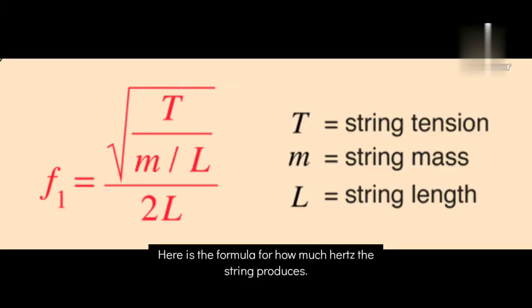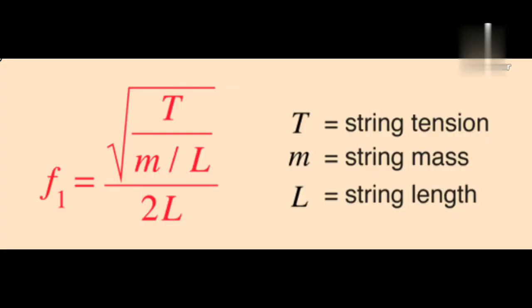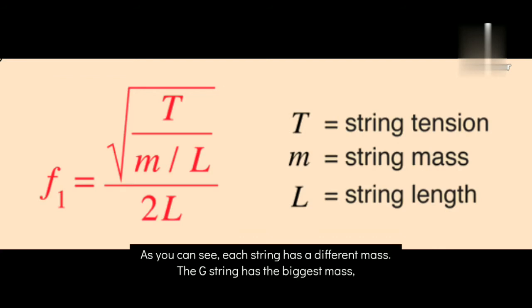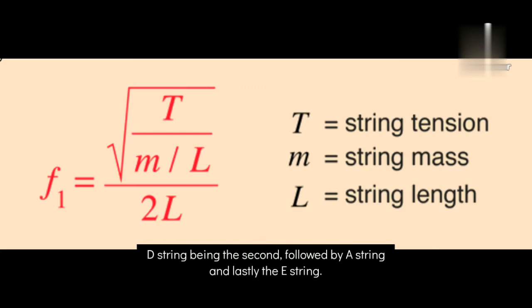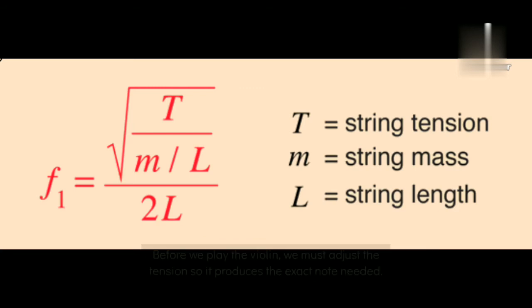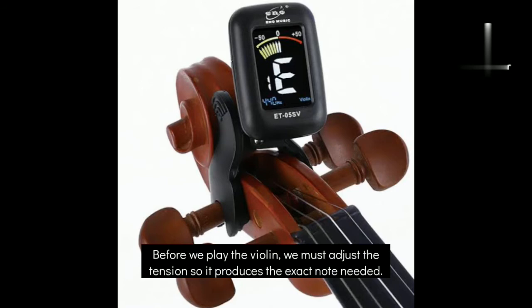Here is the formula for how much hertz the string produces. F is equal to the square root of T over M over L, over 2L. As you can see, each string has a different mass. The G string has the biggest mass, D string being the second, followed by A string and lastly the E string. Before we play the violin, we must adjust the tension so it produces the exact note needed.